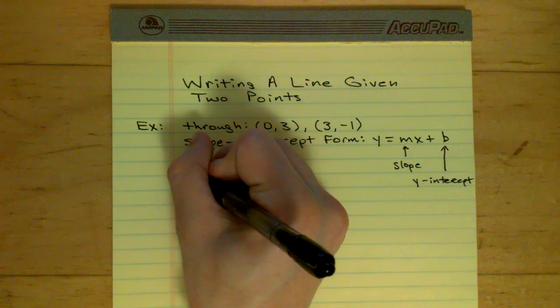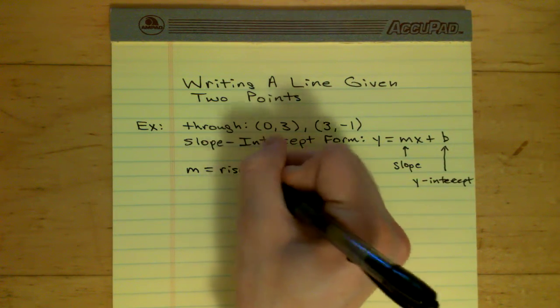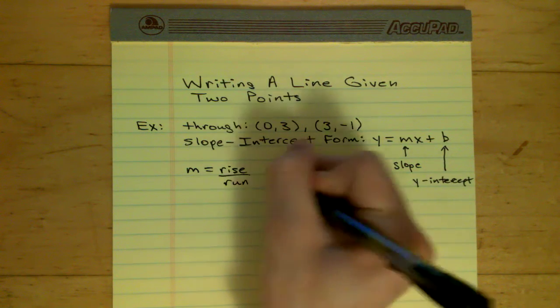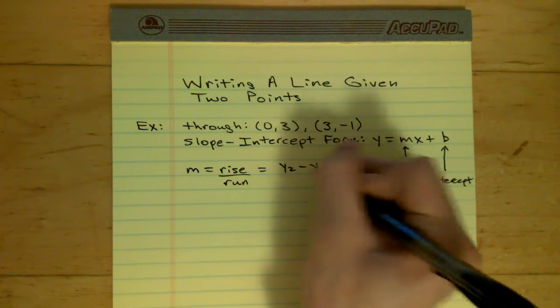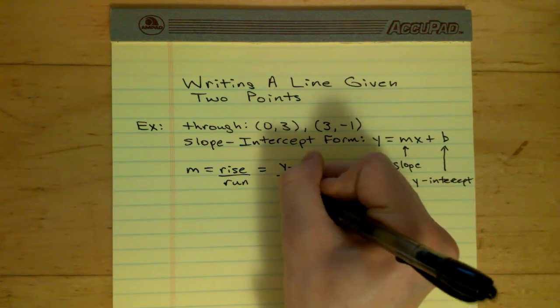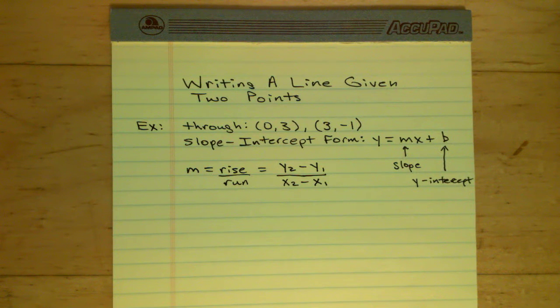And the slope is going to be given by m. You can think of it as rise over run, or you can think about it as y2 minus y1 divided by x2 minus x1. So what we're doing is taking the difference between the y coordinates and dividing it by the change in the x coordinates.